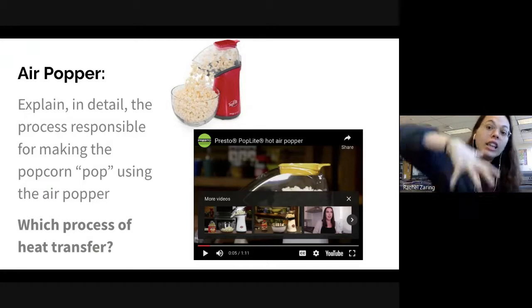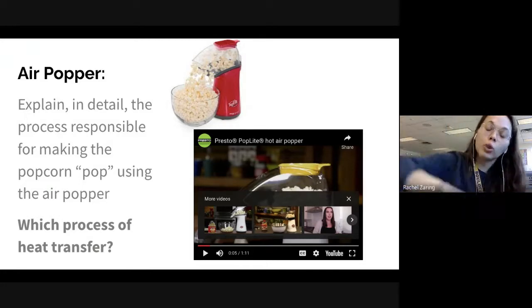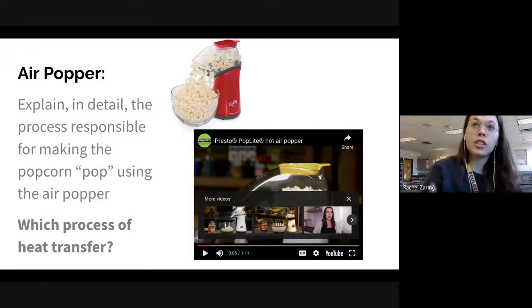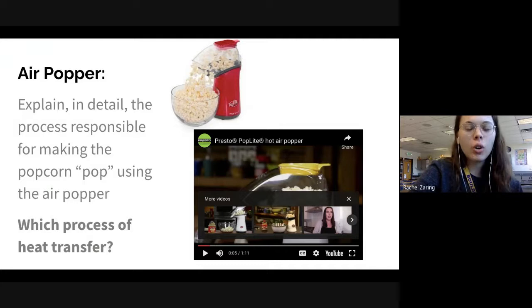And because heat rises through air in the process of convection, that push of air actually is what is pushing the popcorn out of the top of the air popper and hopefully landing in the bowl that you've placed right next to it. So if you need to pause this video or just take a moment to write down your response for the air popper, I will give you that it is convection, but you are responsible for explaining in detail how convection is responsible for making the popcorn pop using the air popper.